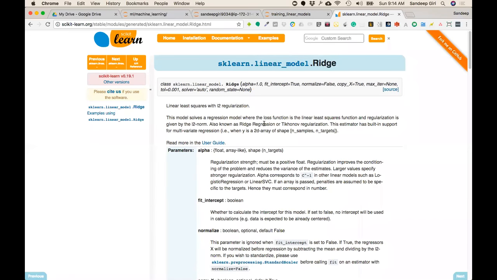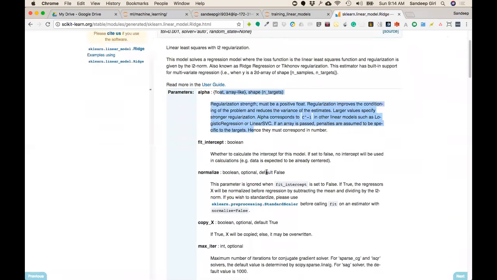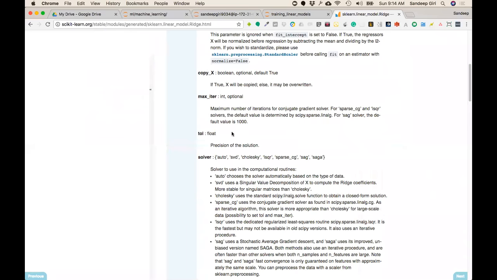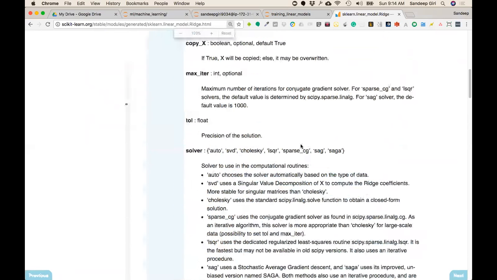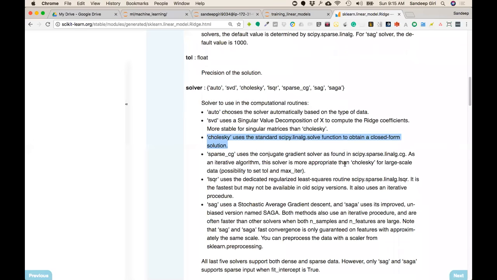Here, one is we can specify alpha, then max iteration, precision, and solver. It chooses the solver automatically if you say auto, and then SVD and this. Cholesky basically uses the closed form equation, and we have SAG, which is stochastic average gradient descent.